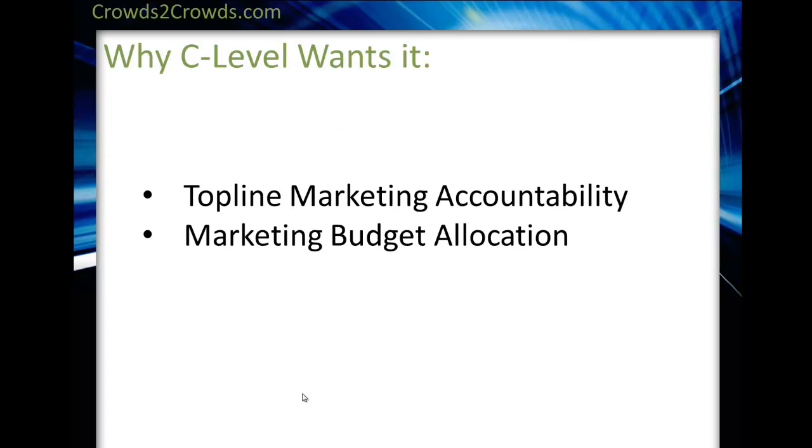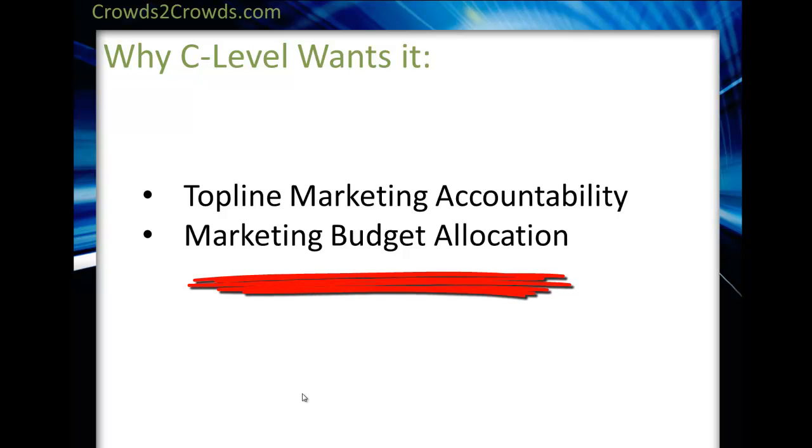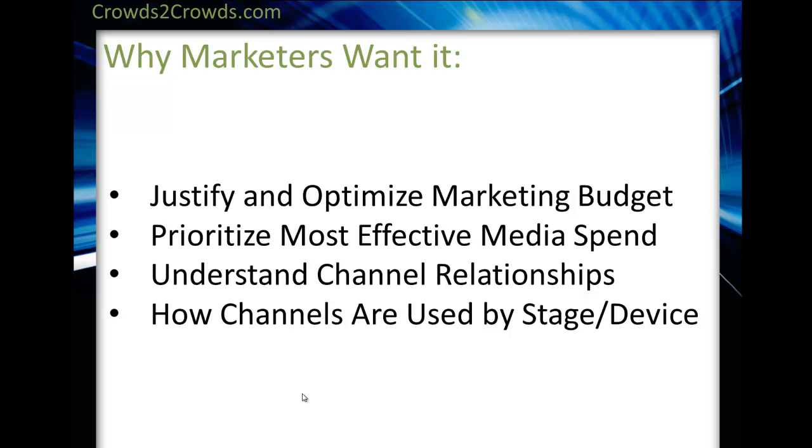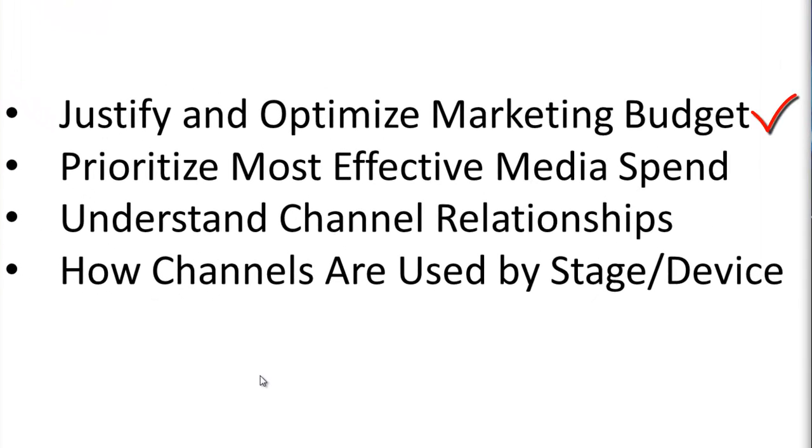So why in the heck do people even want revenue attribution? Well, C-level wants it because they want some top-line marketing accountability. They also want to make sure they can justify budget allocation. Marketers want it because they want the same thing. They want to justify an optimized marketing budget. They also want to be able to prioritize the most effective media spend, understand how channel relationships work by stage and by device.